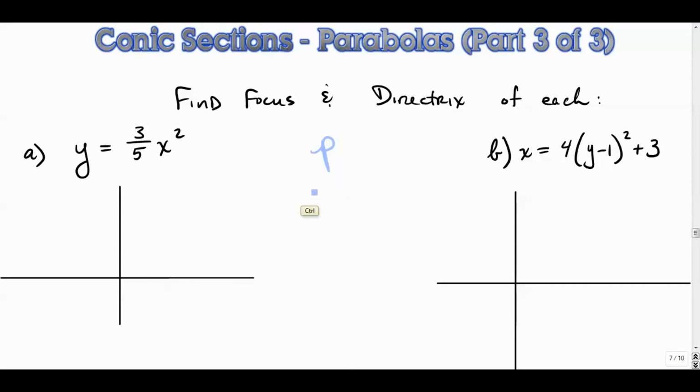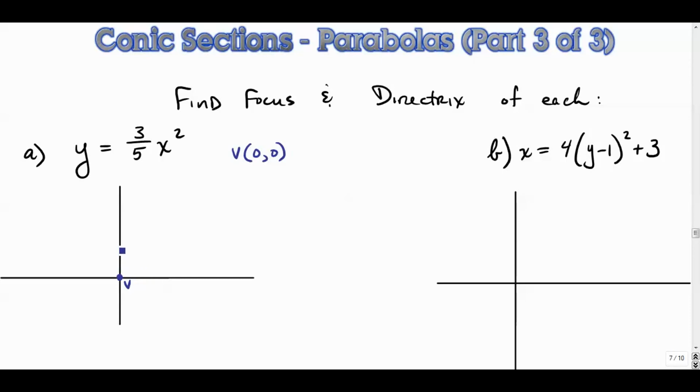So in this case, this one on the left here, letter A, is pretty easy. This has a vertex at 0, 0. I know that because there are no parentheses, there's no H or K. This doesn't shift left, right, up, or down. It just has a vertex at the origin. So that is our vertex.